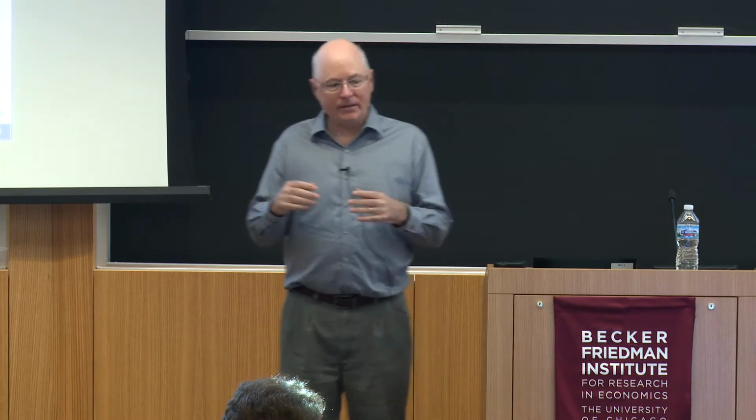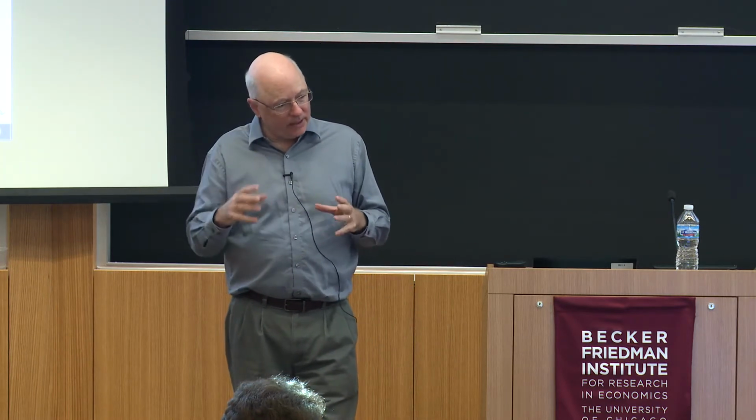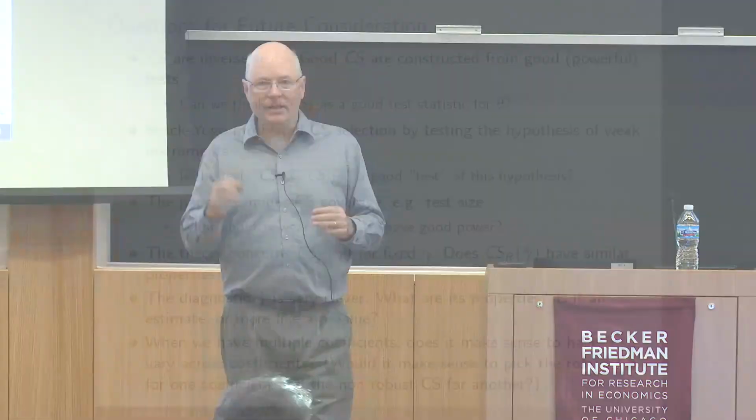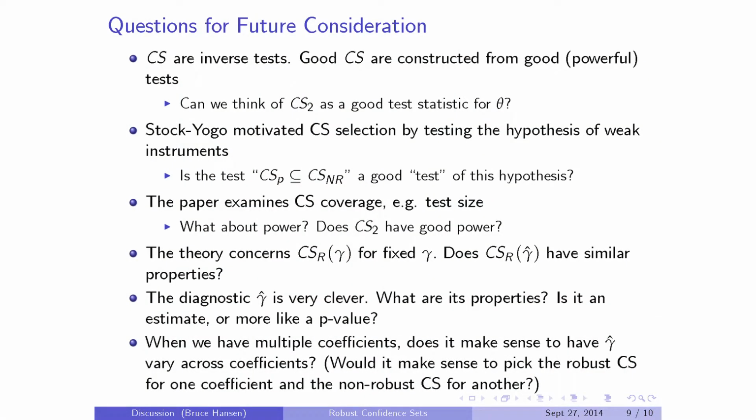The theory, here's more of a technical issue. The theory concerns these confidence sets when gamma is fixed, but actually what you end up reporting is the confidence set with gamma hat. What are the properties of that? But also, while gamma hat's clever, I still would be interested in knowing some properties of this gamma hat. So for example, do I want to think of gamma hat as an estimate? Is it something that's converging to something? Is it estimating something? Or is it something more like a p-value?